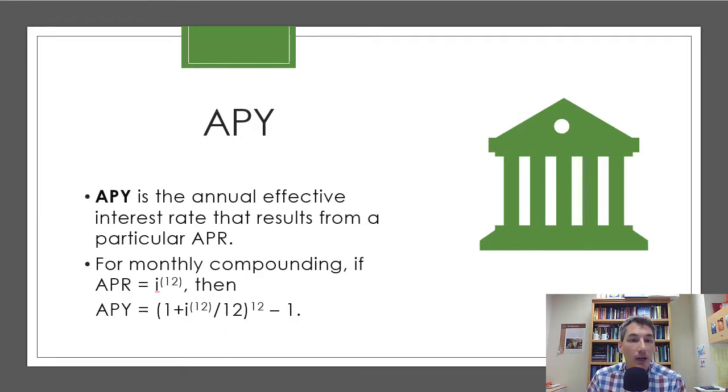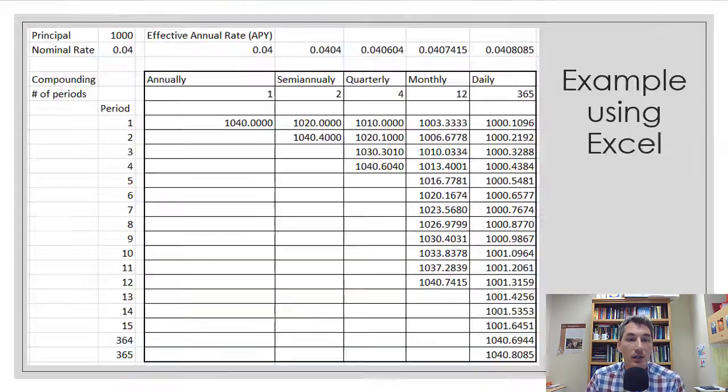We can take a look at that in action in this little Excel file that I cooked up here. Let's say you've got a principal of $1,000 and a nominal rate of 0.04. This would be your APR, basically, if it was monthly, but just the nominal rate of 0.04. If you did annual compounding, then your annual effective rate would be the same, 0.04, because you only compounded one time. So after 1 year, you have $1,040 because it's 4% interest on $1,000.